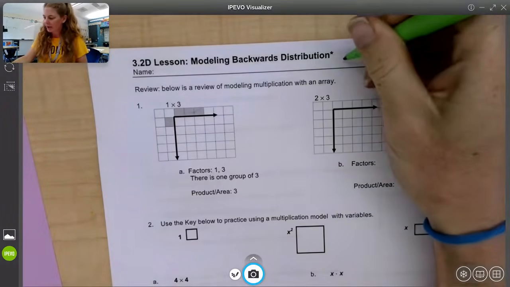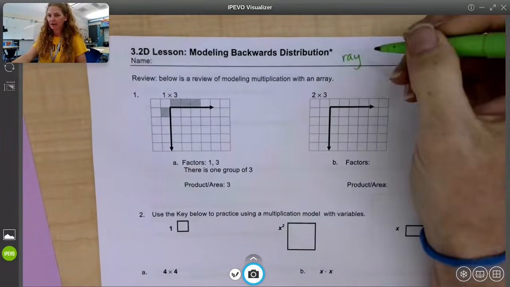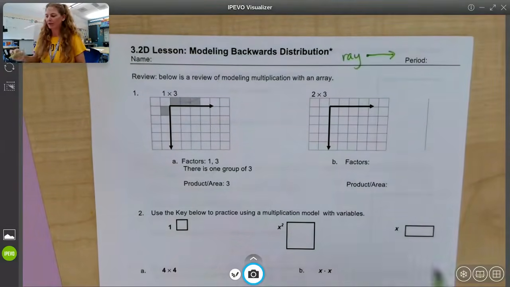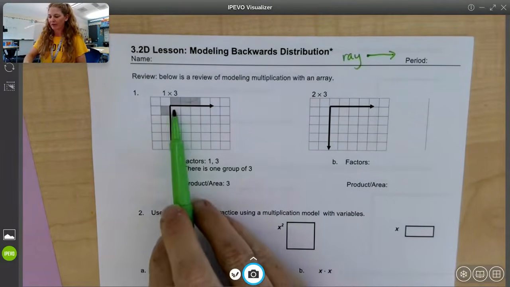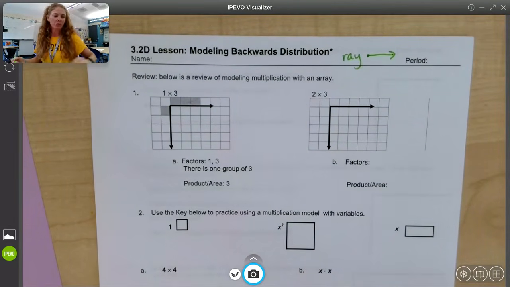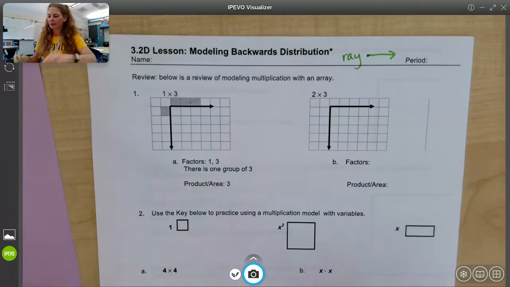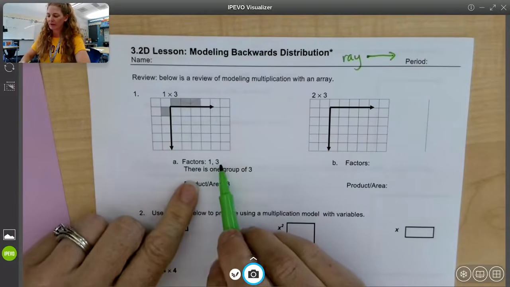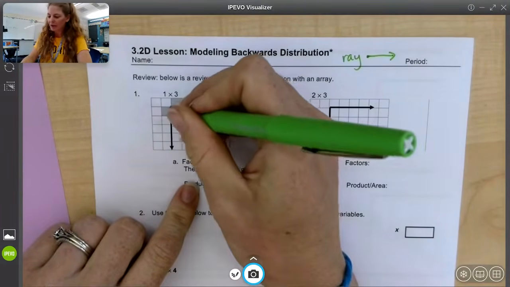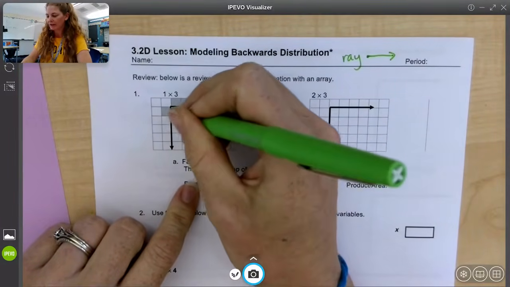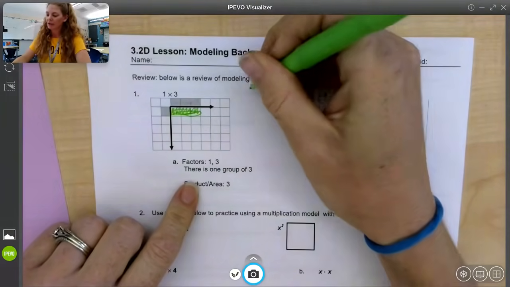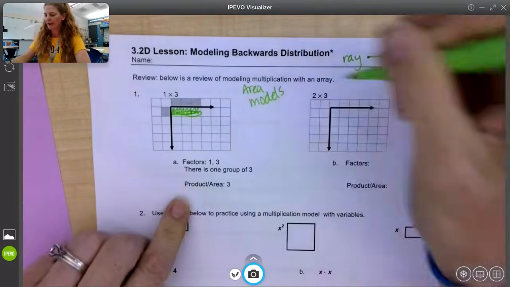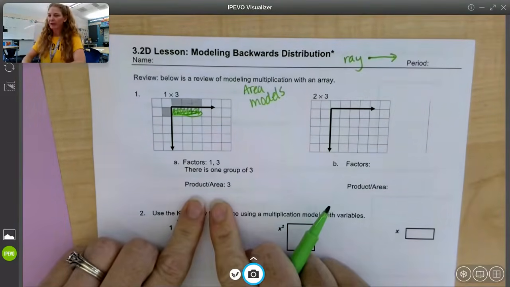Well, a ray itself is a point with a line. So an array model is two rays together meeting at a point. And we use them to show products before. So if we were doing 1 times 3, we'd say 1 times 3. So the factors are 1 and 3. And what goes in the middle is kind of the area. So you also used them for area models in the past. So this product or area is 3.